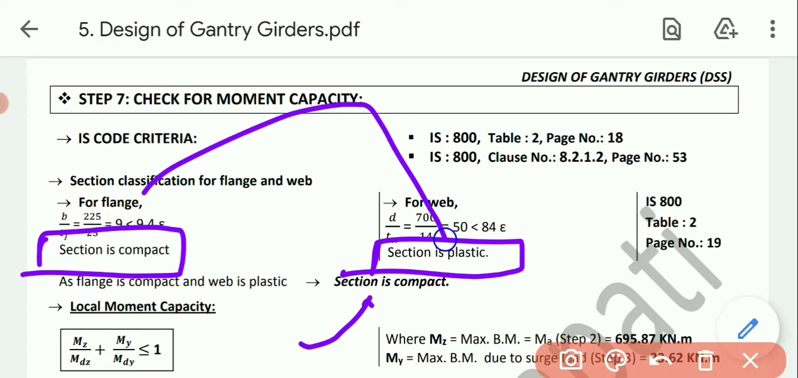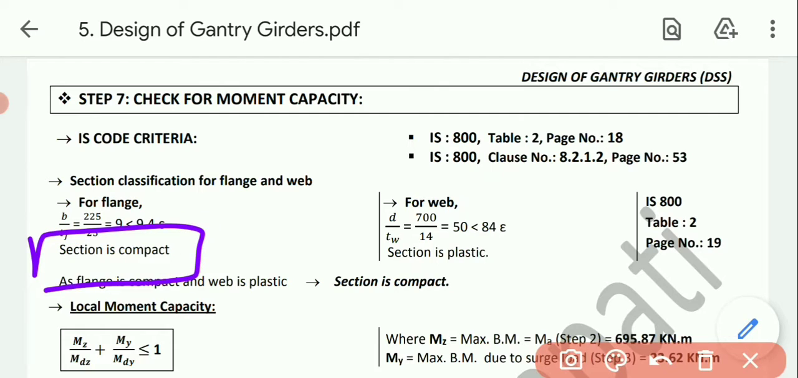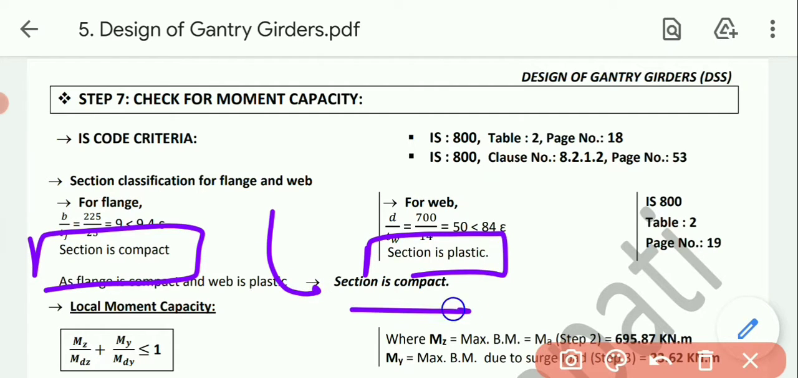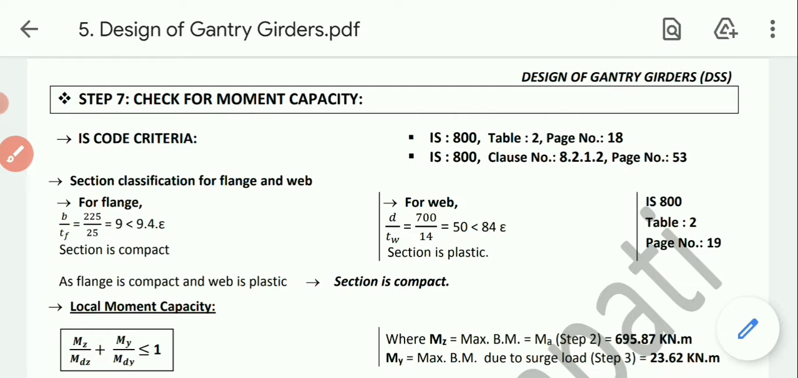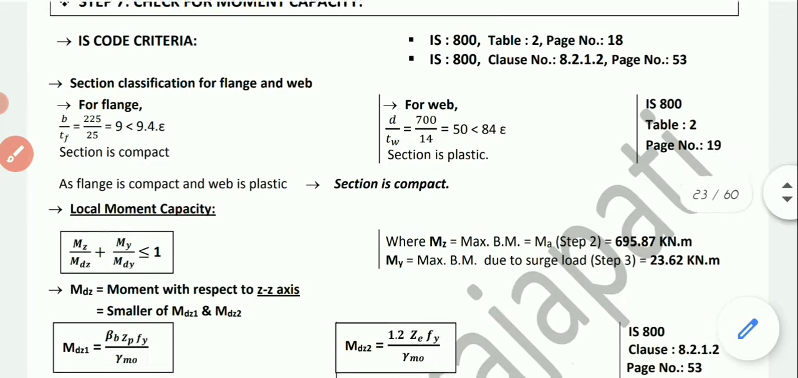If both sections are plastic, then we can say the whole section is plastic. Similarly, if both sections are compact, then the whole section is also compact. But right now one section is compact and one is plastic, so the whole section is a compact section. So that's the section classification for the gantry girder.